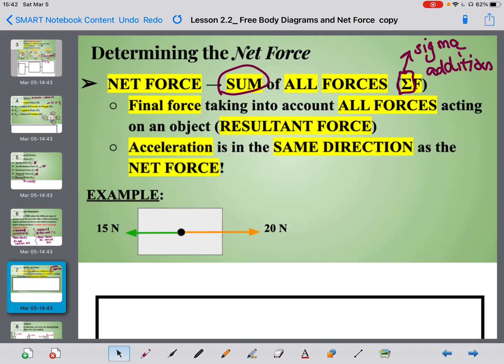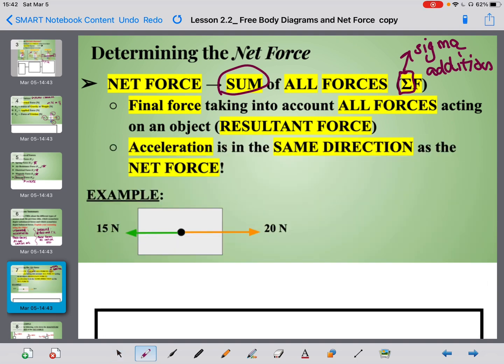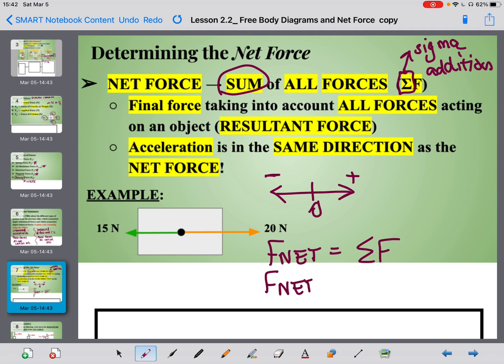So now we'll work on an example. If I have 15 newtons going towards the left, and I have a 20 newton force going towards the right, let's talk about a number line. Anything going to the right is positive, anything going to the left is negative. So a net force, F net, which is how we denote it, is sigma F, the sum of all forces. So we say F net equals 20 newtons plus a minus 15 newtons.